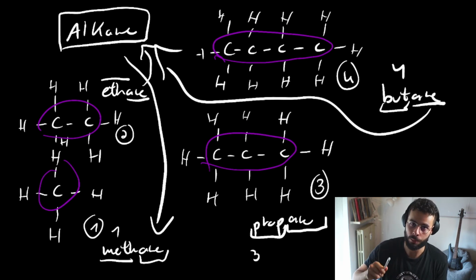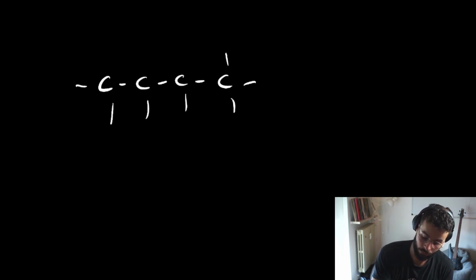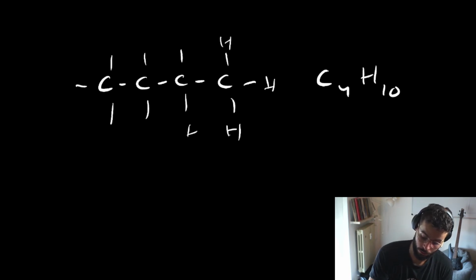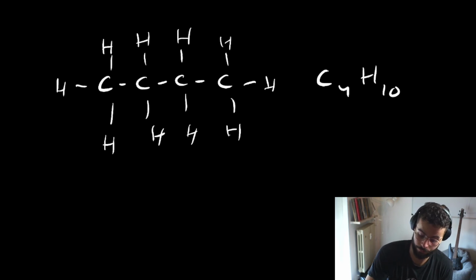Based on the number of carbons they have in the longest carbon chain. But wait, let me show you something interesting. When it comes to hydrocarbons, for example, butane, we can write it C4H10, because as you can see we have 4 carbons and 10 hydrogens.